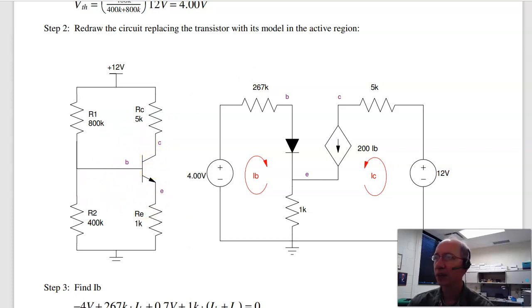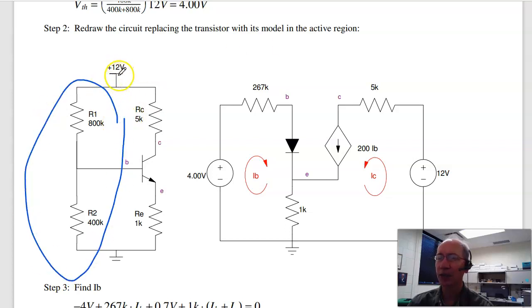To do that, you take R1, R2, and 12 volts, and convert to the Thevenin equivalent. The Thevenin voltage is R2 over R1 plus R2 times 12, giving you 4 volts. The Thevenin resistance is R1 in parallel with R2, giving you 267K. So these get replaced by these two elements.